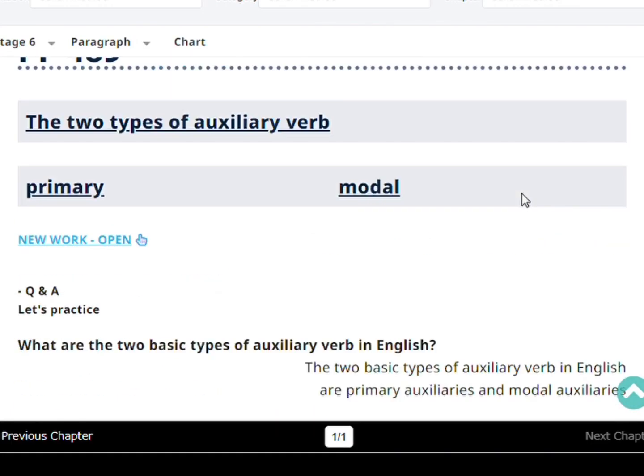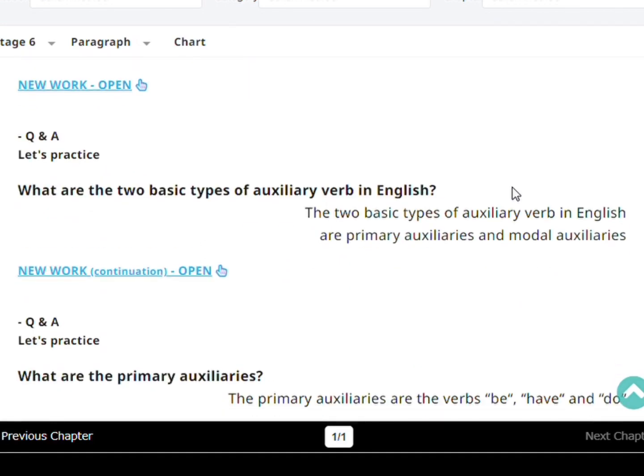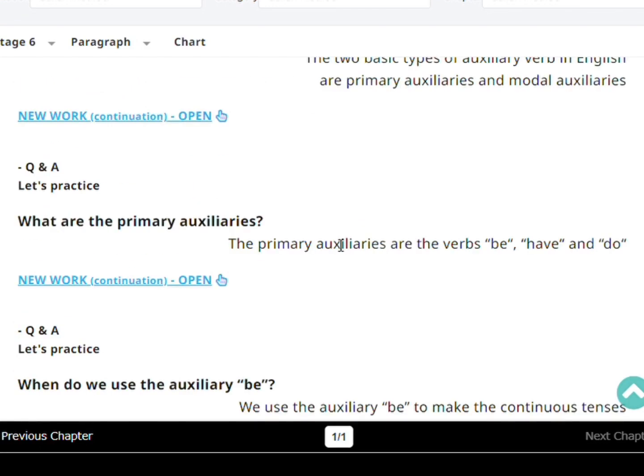First question. What are the two basic types of auxiliary verb in English? The two basic types of auxiliary verb in English are primary auxiliaries and modal auxiliaries. What are the primary auxiliaries? The primary auxiliaries are the verbs be, have, and do.